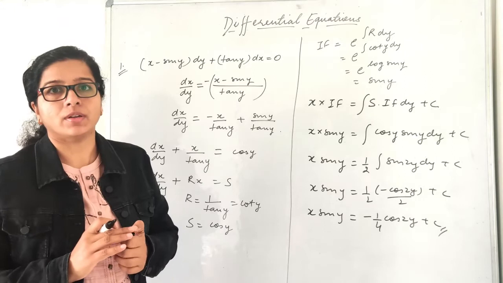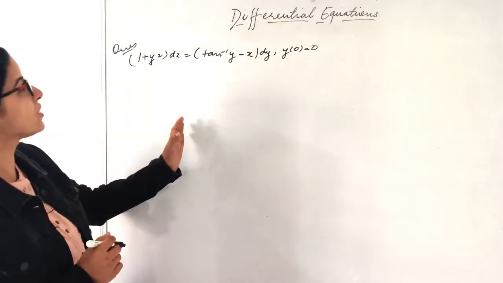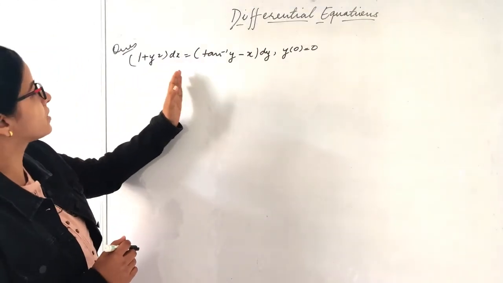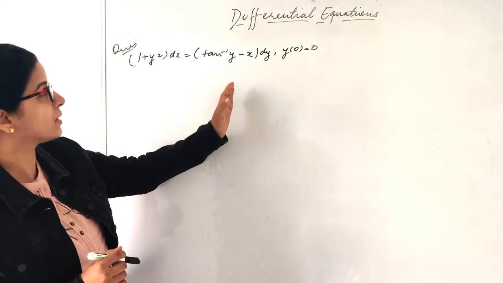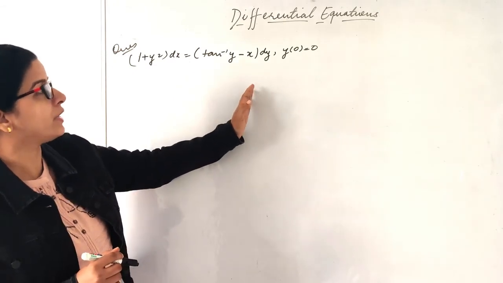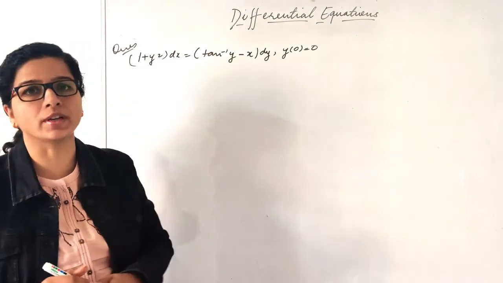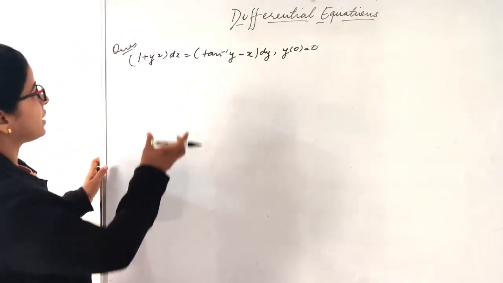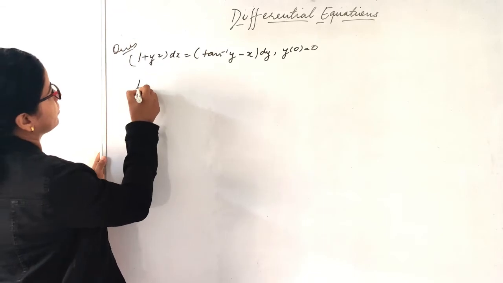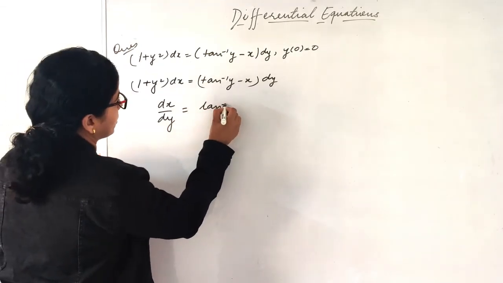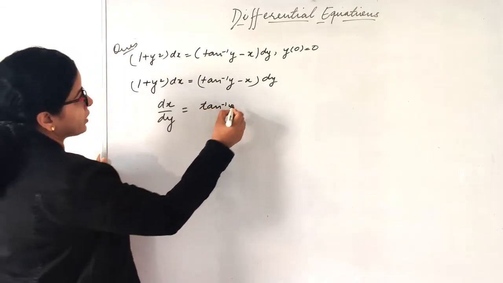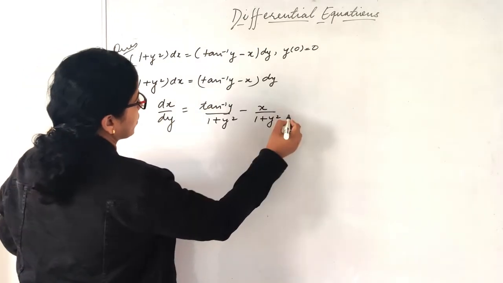Okay. So now let us take this question, (1 plus y square) dx is equal to (tan inverse y minus x) dy, and we have been given the condition that when x is equal to 0, y is equal to 0. Such problems are initial value problems. So let us first solve this equation. So let us write it in the form of the general differential equation, right?